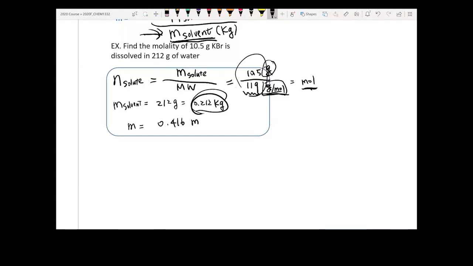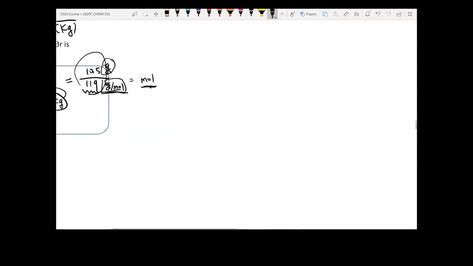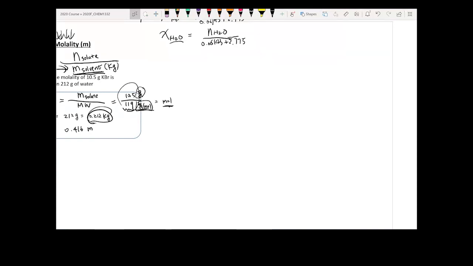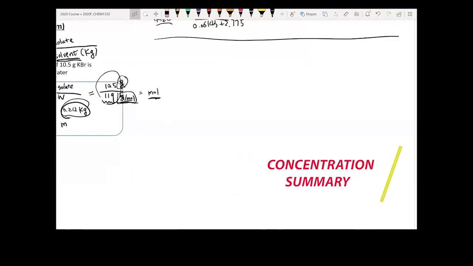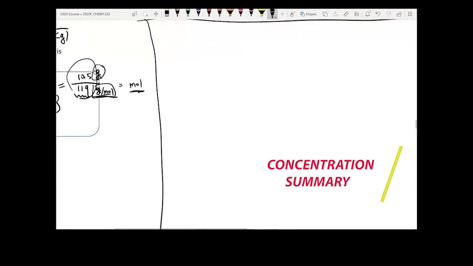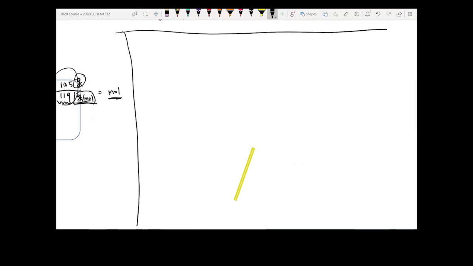All right, so that's all the concentration terms that you need to know. Okay, so let's have a quick summary. The first summary is that we know the solutions. It's from a very simple idea. The solution is going to be composed of your solute and your solvent.